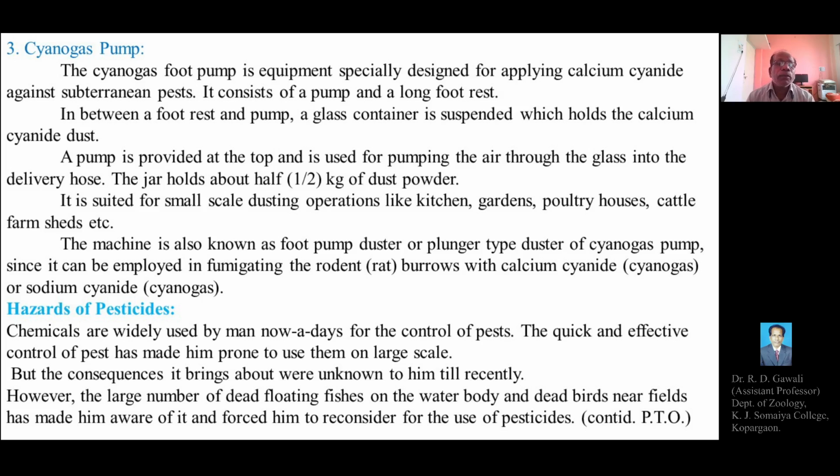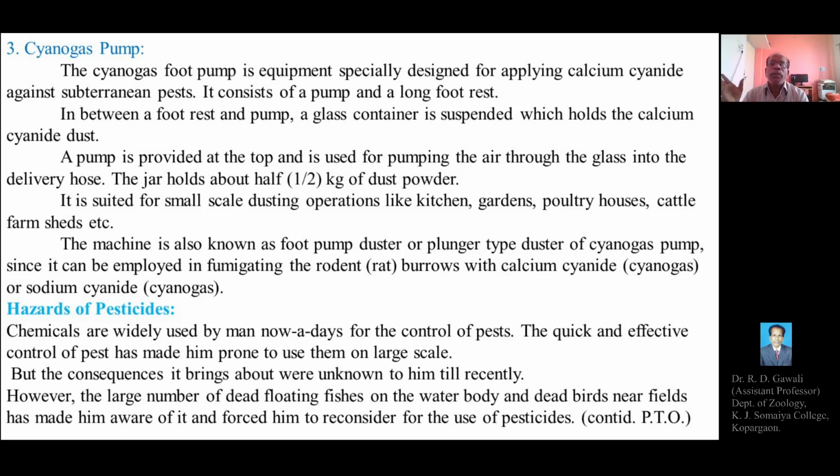Then there is one more point that is also essential to explain here, that is hazards of pesticides. So chemicals are widely used by man nowadays for the control of pest.